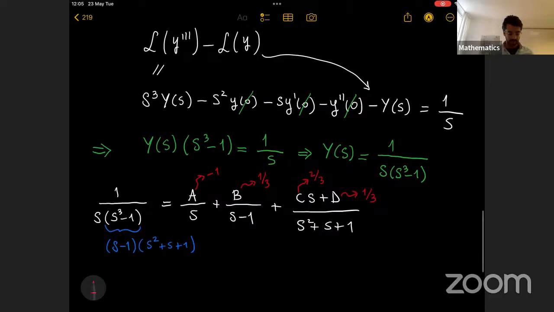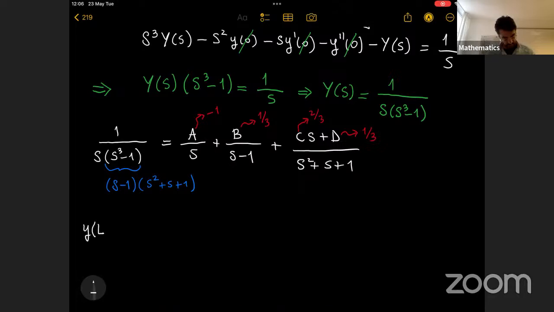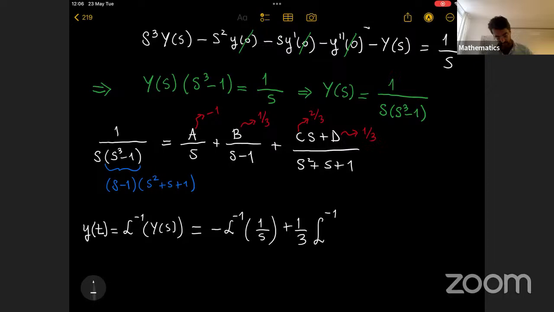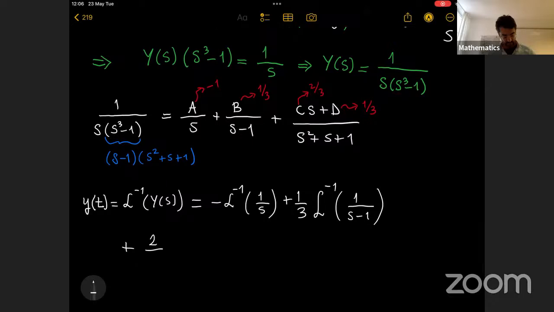That means basically y of t is the inverse of Y(s), which is minus L inverse of 1 over s, plus 1 over 3 L inverse of 1 over (s minus 1), plus 2 over 3 L inverse of the last term. You can write it like this, but maybe it's better to work like this. Maybe we can complete the square, otherwise it will be difficult.